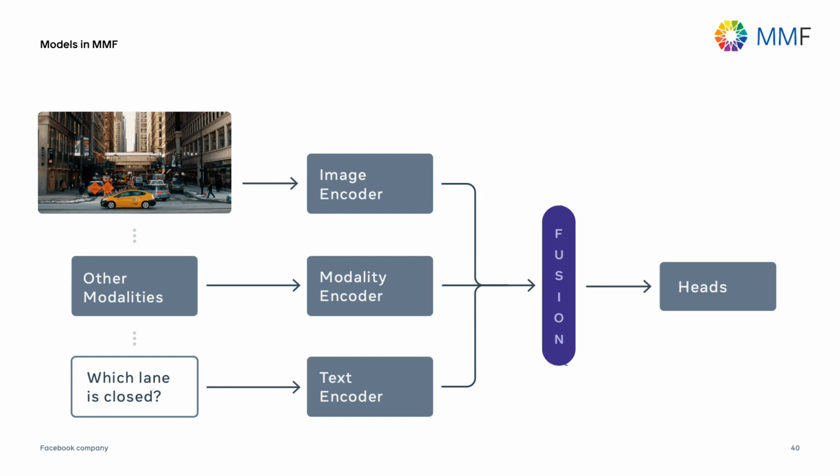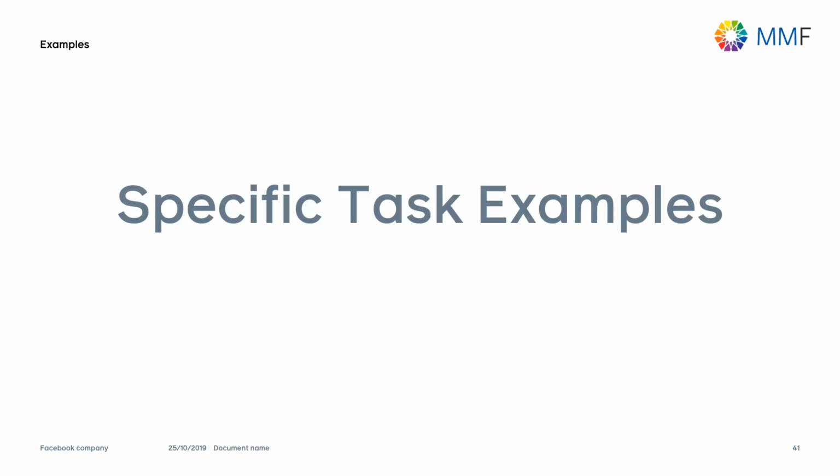So finally, once you have the fusion, you pass it through multiple kinds of heads, and these heads give out an output or loss which you can use to backpropagate through the whole thing. So let's take some specific task examples to understand what exactly we mean here.